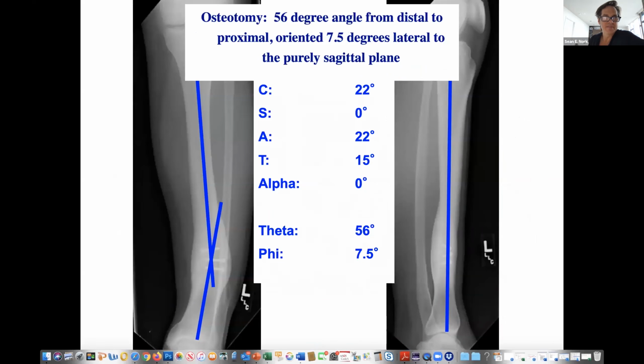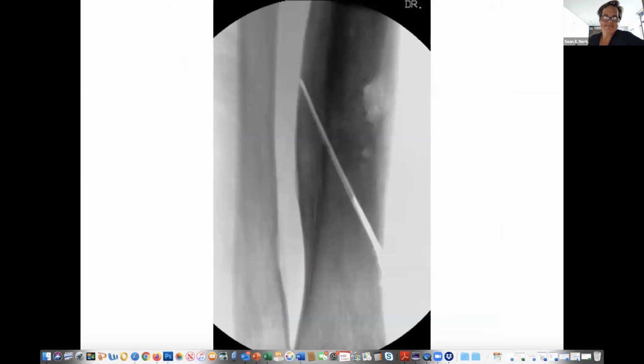So we have all of these values. We really understand the deformity. We understand the plane of the deformity. We know we need to make a steep osteotomy that's ascending from distal to proximal at 56 degrees relative to the transverse plane, and it's going to be 7.5 degrees laterally rotated. So all of that to produce that single cut.